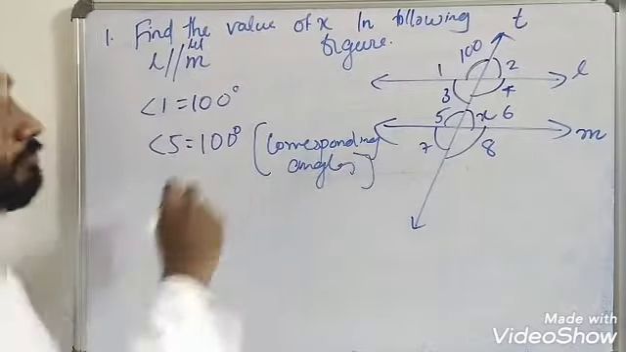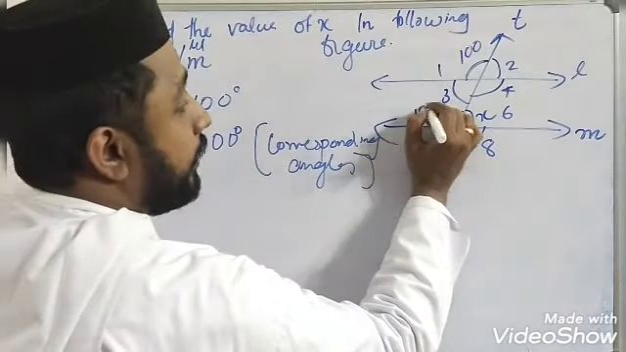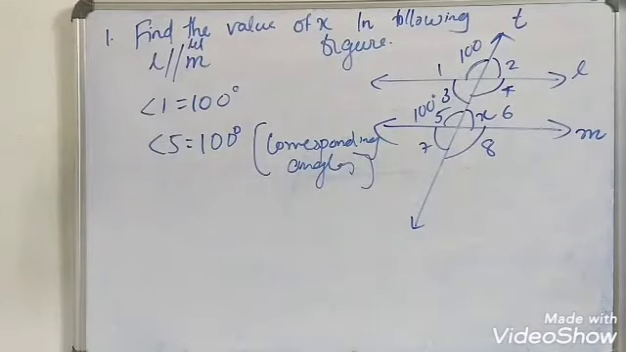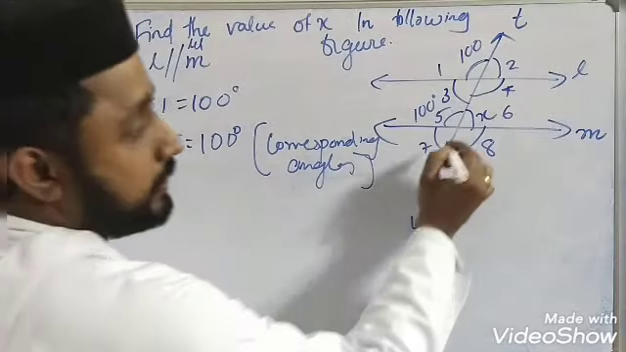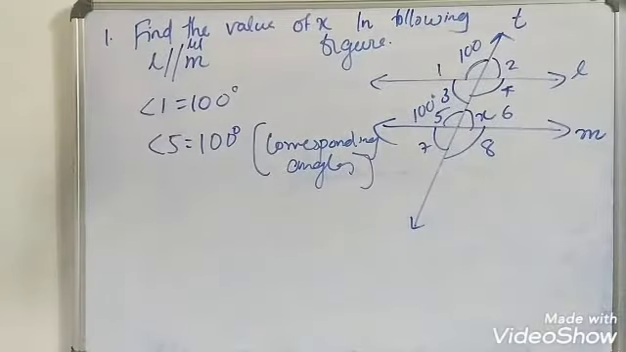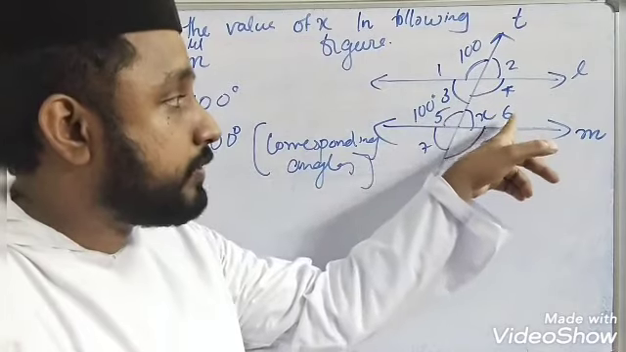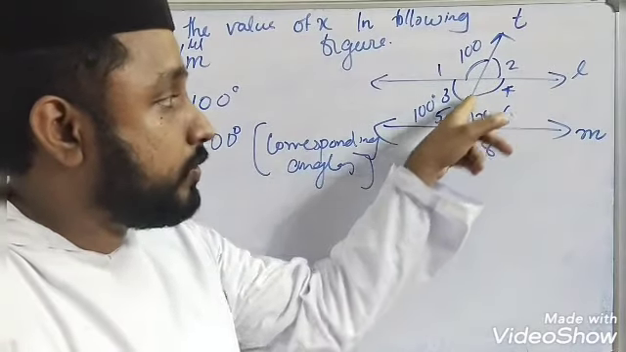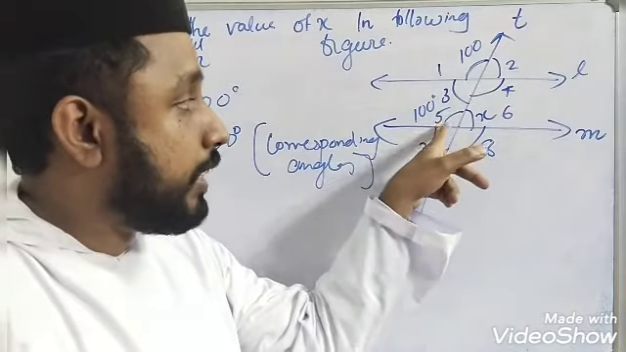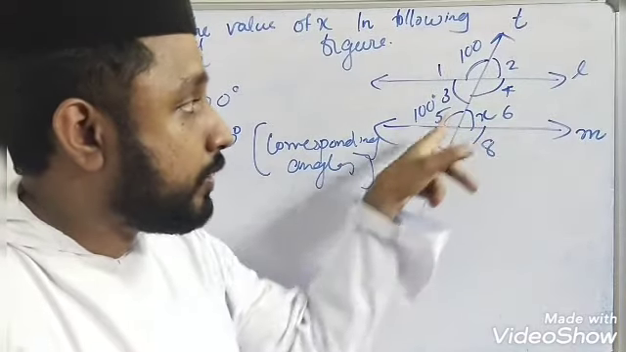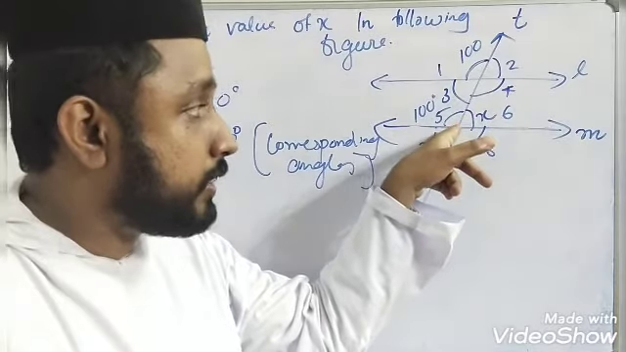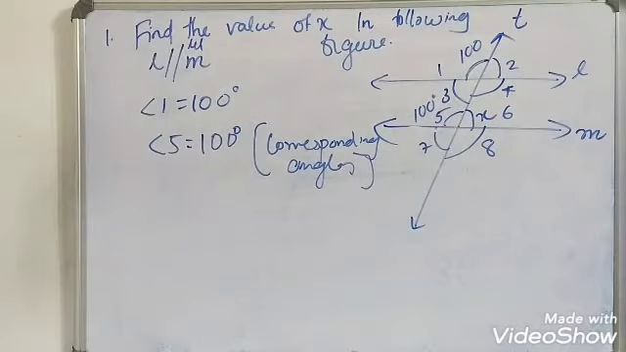So we got angle 5 is 100 degrees. We have studied that the adjacent angles 5 and 6 are supplementary. This is like a linear pair: the two arms, one arm and another arm, have a common arm. So these two are adjacent angles forming a linear pair, with angle 5 being 100 degrees and angle 6 being x.